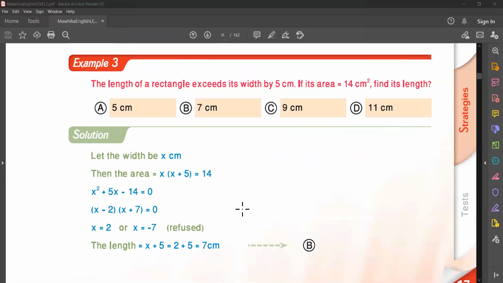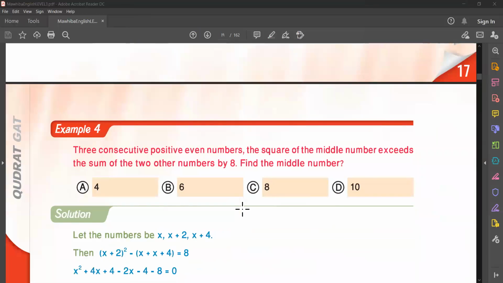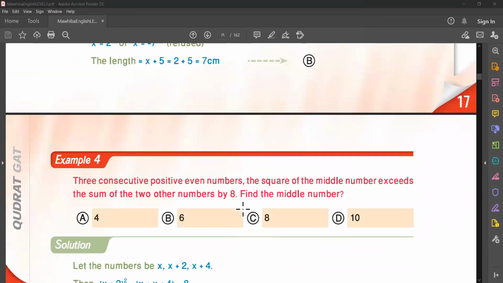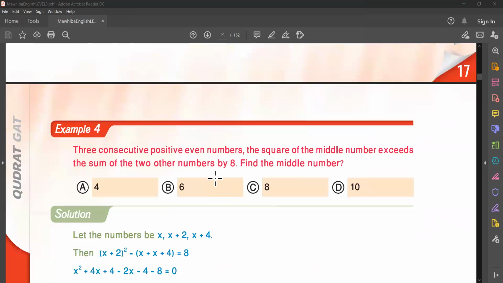Good. So we will take now example 4, the last example, how to solve problems. 3 consecutive positive even numbers. Okay, now, what is the first even number? Do you know? The first even number, it is what? Yes, I know x, but when I ask you about the even numbers, it is 2. The second one is 4. The third one is 6, and so on.